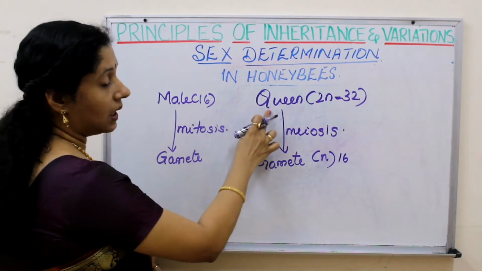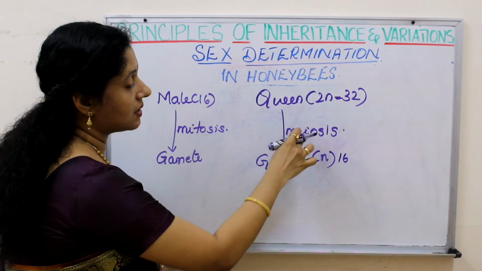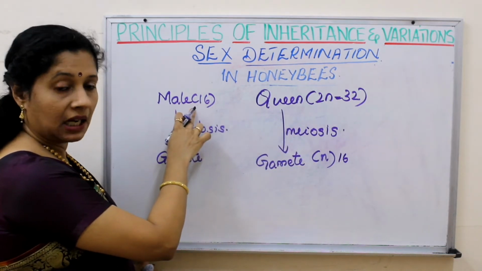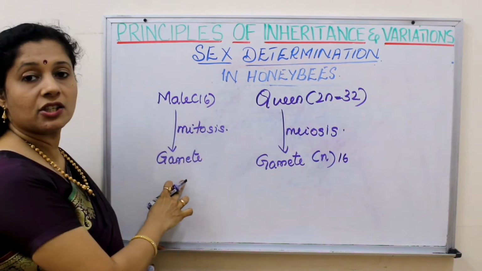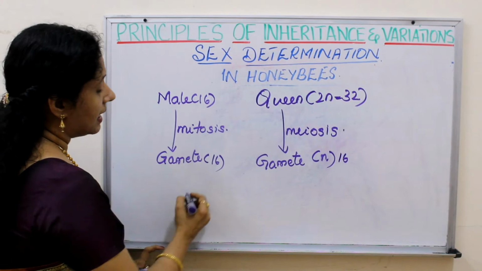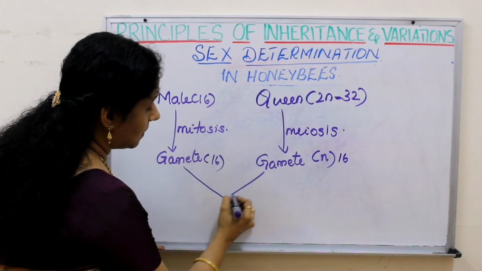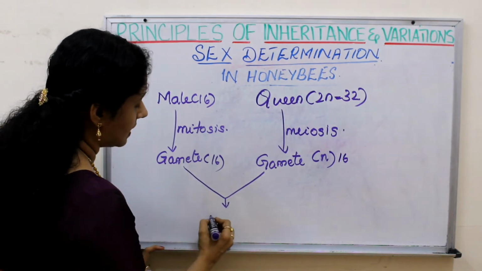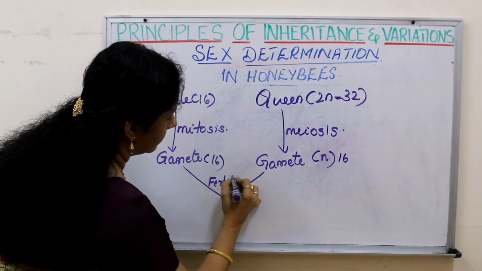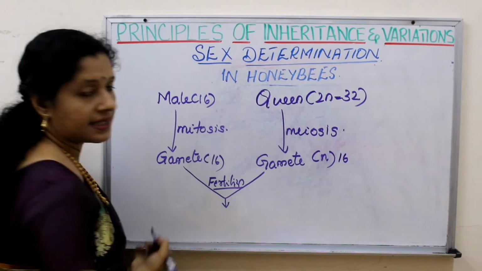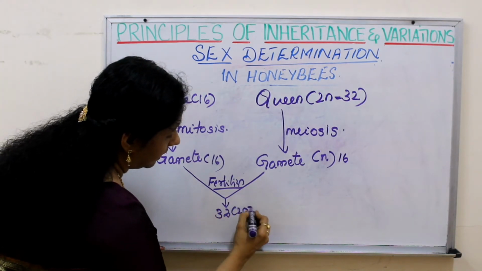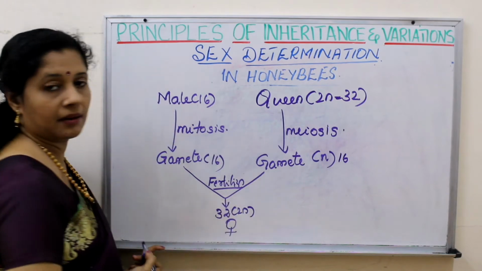So in the queen, or the diploid organism, meiosis will give rise to the haploid gamete, whereas in a haploid organism, or male honeybee, mitosis is giving rise to the male gamete. Now this is also 16. Suppose this male gamete and this female gamete fuse, it is called fertilization. So if fertilization happens, it is going to be 32, or 2n, and then it is a female.